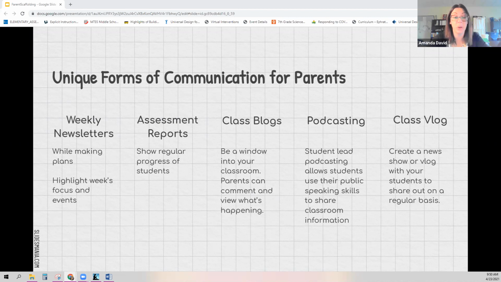Obviously, you need to make sure that for blogs, podcasting, and vlogs, if there are any students who cannot be recorded or have photos taken, they will not be able to be included. So that is something you need to make sure that you are on top of.